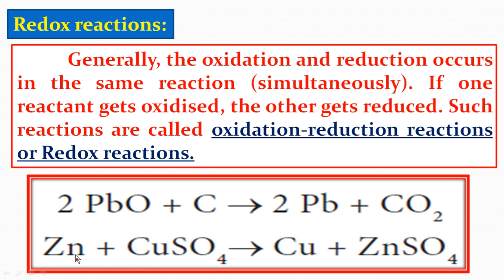The second one, zinc reacts with copper sulfate to form copper plus zinc sulfate. Here there is removal of oxygen and addition of oxygen. So this is called a redox reaction.